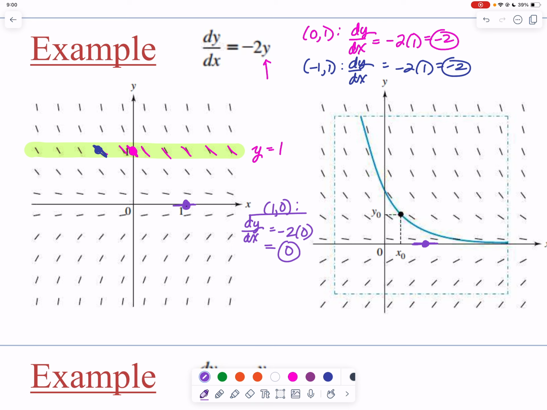Because for this differential equation, -2y is continuously differentiable.